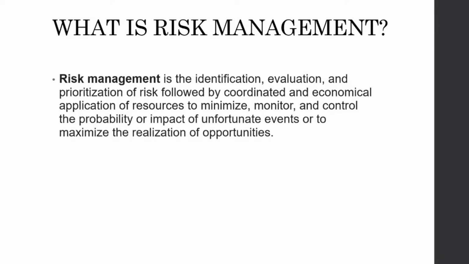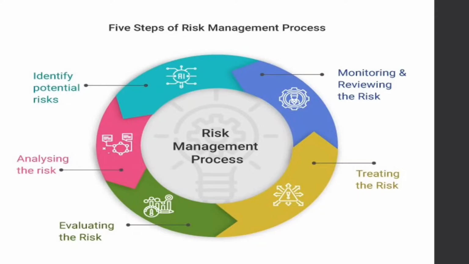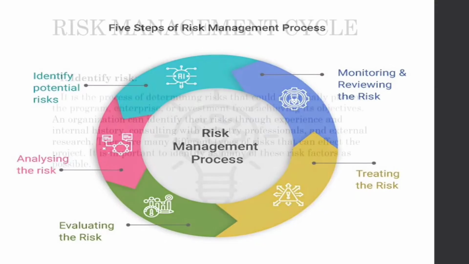Risk management is involved throughout the life of the project and it is a framework for the actions that need to be taken. Now, let's see what are the 5 basic steps to manage the risk. 5 steps of risk management process. It starts with identifying the potential risk, analyzing the risk, evaluating the risk, treating the risk, and monitoring and reviewing the risk.